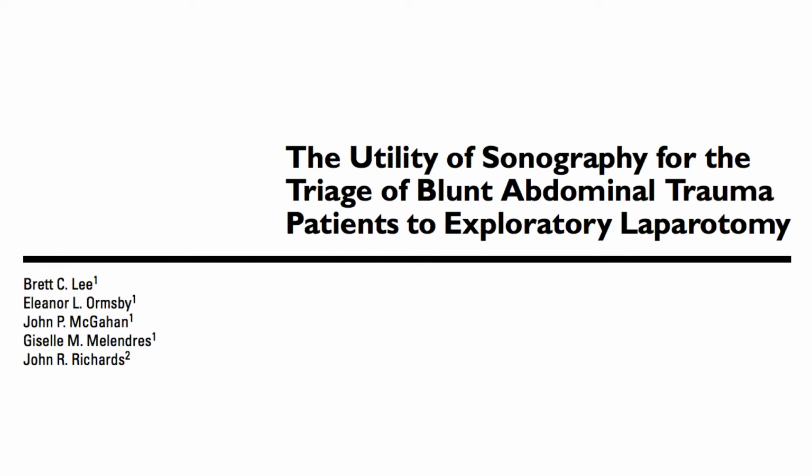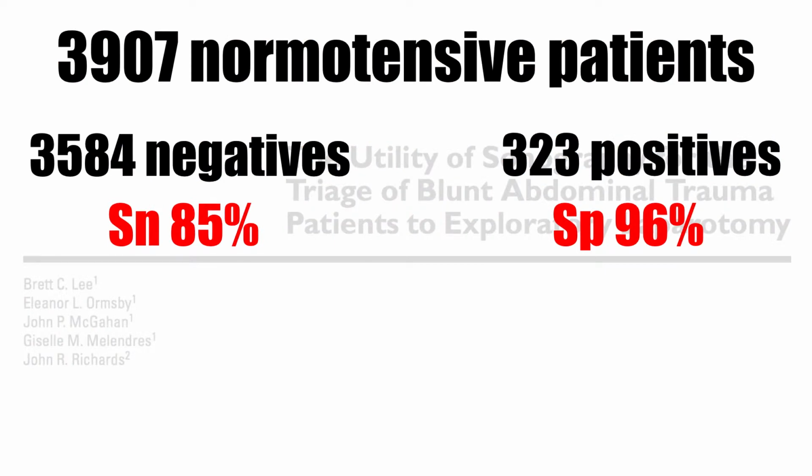Finally, there's this paper from UC Davis in the US, a level 1 trauma center reviewing their trauma registry database over 6 years and looking at the utilization of the FAST scan in predicting the need for laparotomy in their stable patients. Just under 4,000 normotensive patients of blunt trauma were included in this study, and these guys knew how to scan, a specificity of 96%, but an impressive sensitivity of 85%, some of the best that you'll find in the literature.